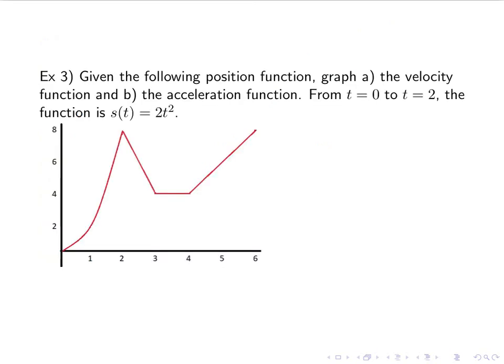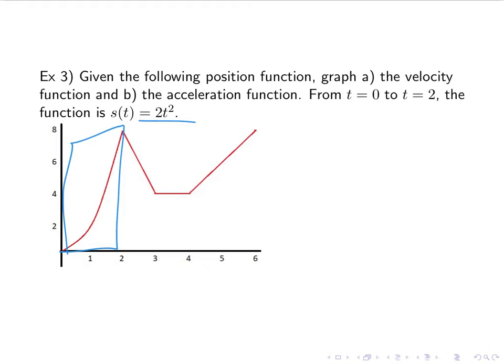For the next example, we have a position function, which we call s of t, and it wants us to graph the velocity function and the acceleration function. And then it's specifying that the graph from 0 to 2 is 2t squared. So this parabola here is 2t squared, and we're going to need to know that in order to continue on. The rest of it, from 2 to 6, are just straight lines.